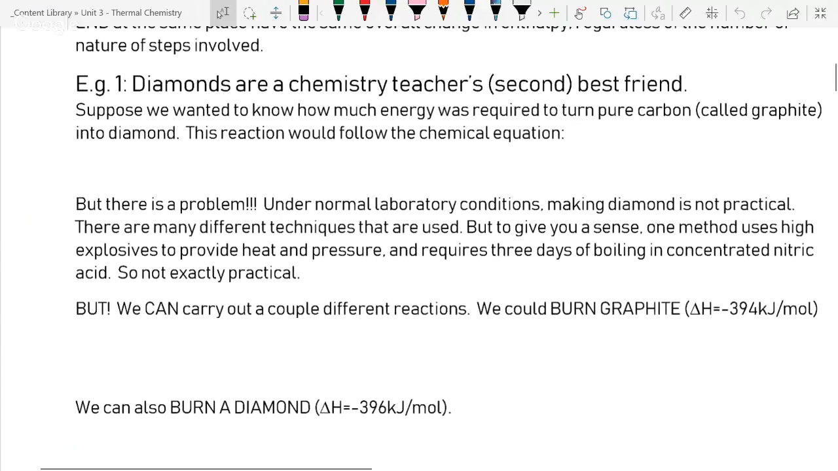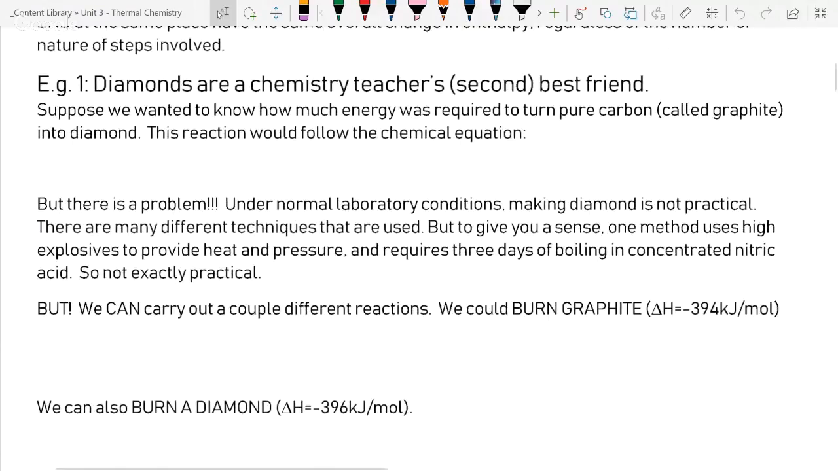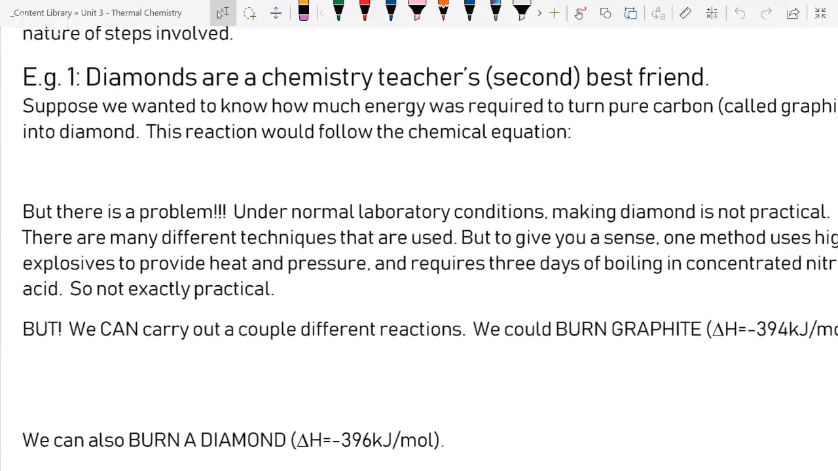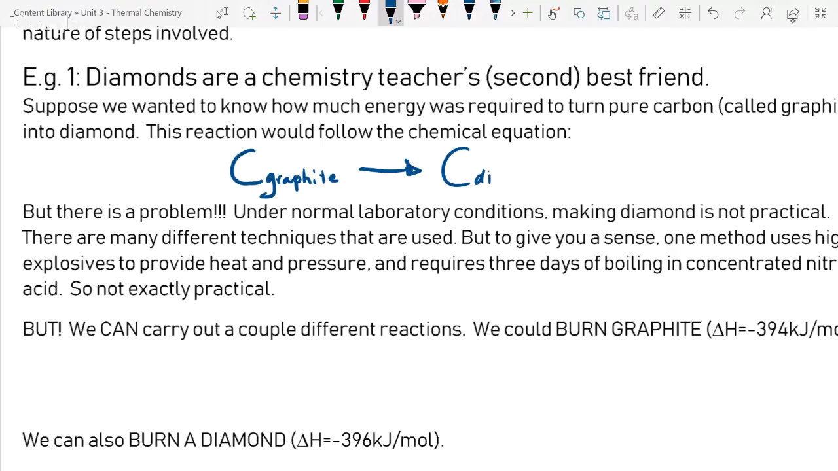Diamonds. Okay. So let's talk. Suppose we want to know how much energy was required to turn pure carbon in the form of graphite into diamond. What chemical equation would that follow? It's sort of a trick question. What are we starting with? In the form of graphite. And we are turning it into diamonds.